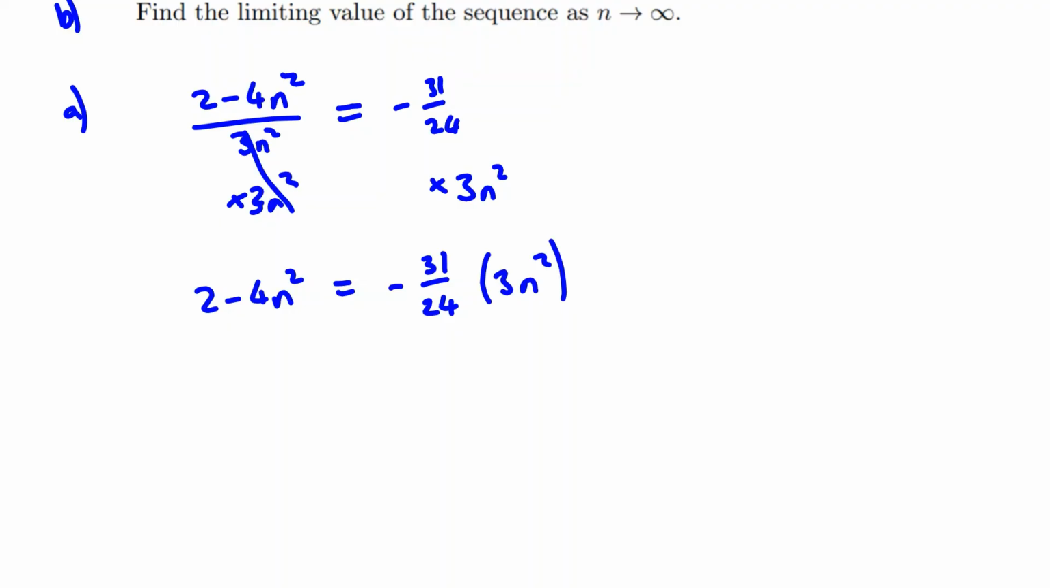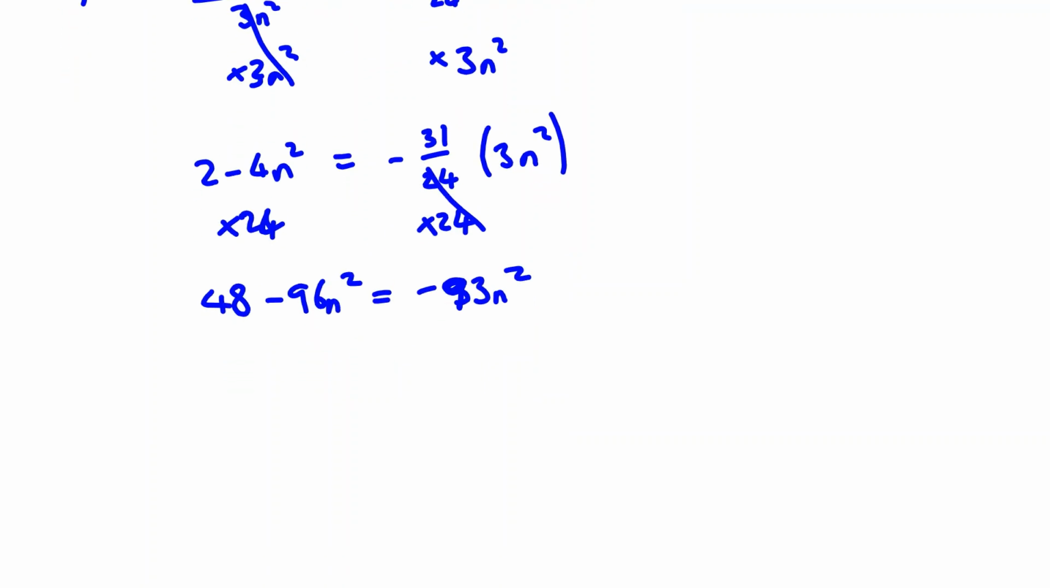I've got a fraction on the right-hand side, so I'm going to get rid of that by multiplying both sides by 24. That cancels there. So on the left-hand side, we have to multiply everything by 24. So 2 times 24 is 48. Minus 4 times 24, well, double it and double it again. So 24 doubled is 48, double it again is 96. So we've got minus 96n squared. And on the right-hand side, we're going to do 3 lots of 31, which is 93. 93n squared.